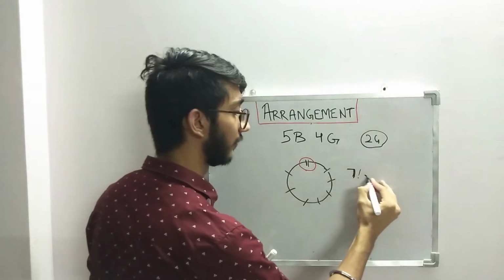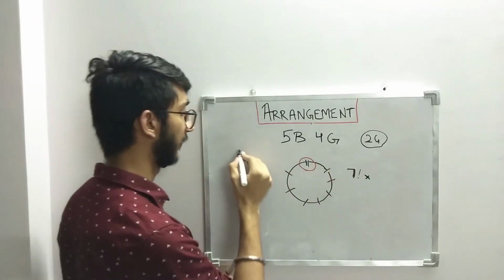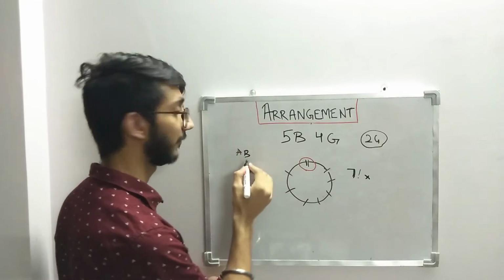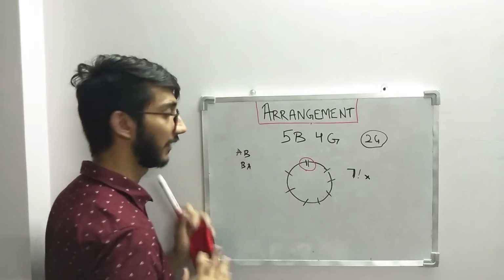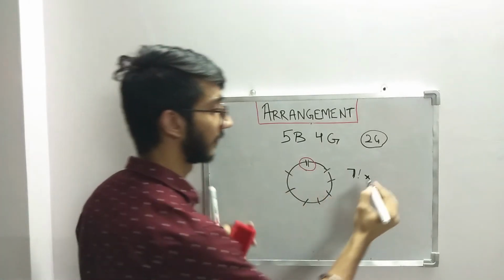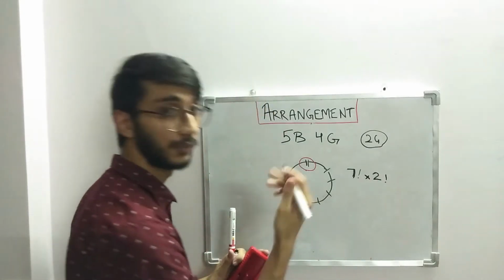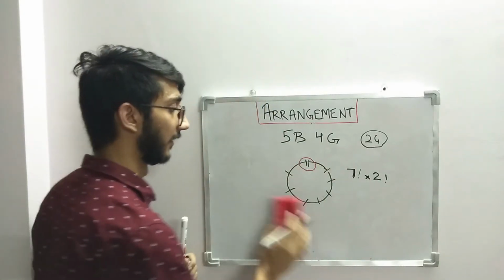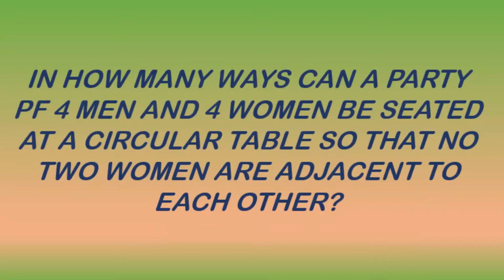Now these 2 girls can also be arranged in 2 factorial ways. That means if I have the girls as A and B, they can sit as AB or BA. So they can also be arranged within themselves. So the final answer will be 7 factorial into 2 factorial, right? So you just have to consider this, that whenever you have the number as n, the arrangements will be n minus 1 factorial ways. So moving on to the next question.